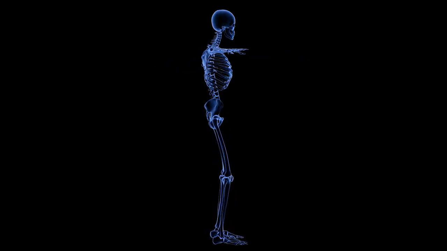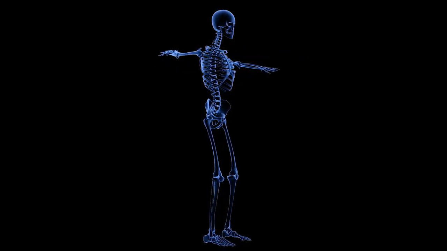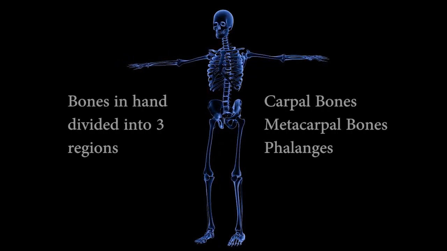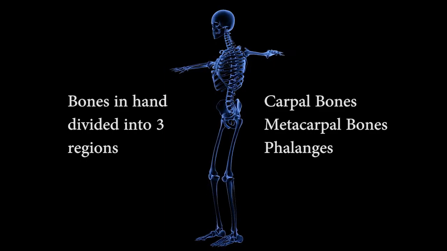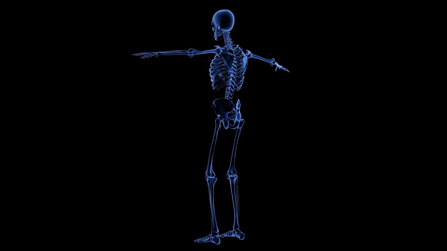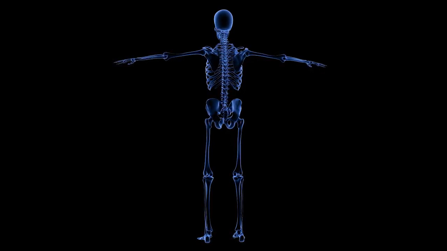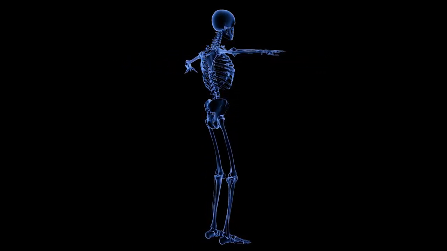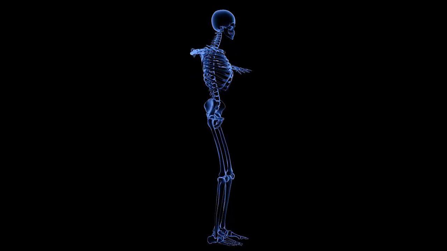Each arm is made up of 3 bones: the humerus, the radius, and the ulna. Bones in the hand are divided into 3 regions: the carpal bones, metacarpal bones, and the phalanges. There are 8 carpal bones, 5 metacarpal bones, and 14 phalanges on each hand. The radius and ulna are also included in the bones of the hand.